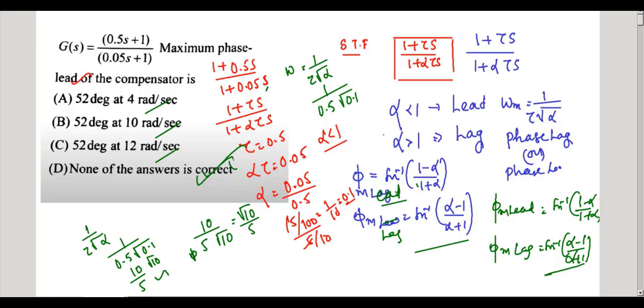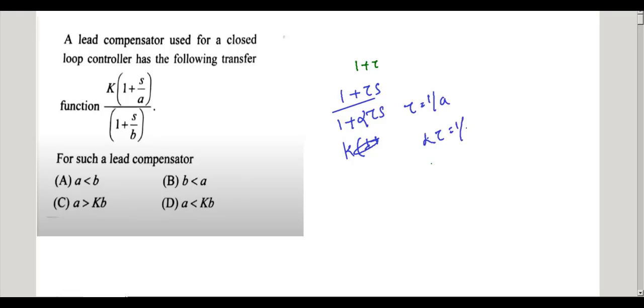Now 10 root 2 by 2 root 10 comes. Okay, so we can see the answer there. Next question: a lead compensator is used for a loop controller such that lead compensator is given. We know the standard form: (1 plus tau s) by (1 plus alpha tau s). So K into (1 plus ...), K into tau equals 1 by a, alpha tau equals 1 by b.